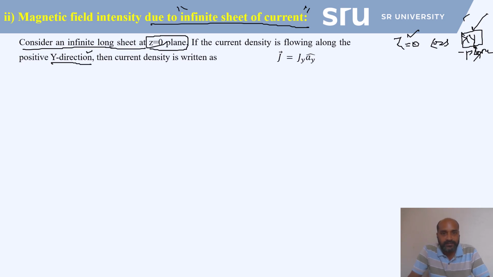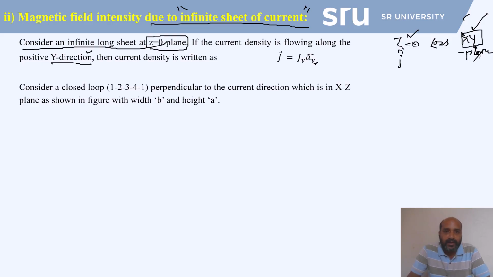Along the y direction. Then the current density is written as, so if current is along the y direction, J is equal to J by AY, where this AY cap is the unit vector along the y direction. Like j cap is the unit vector along the y direction. Instead of j cap, we are just writing this as ay cap. This is the base vector or unit vector.